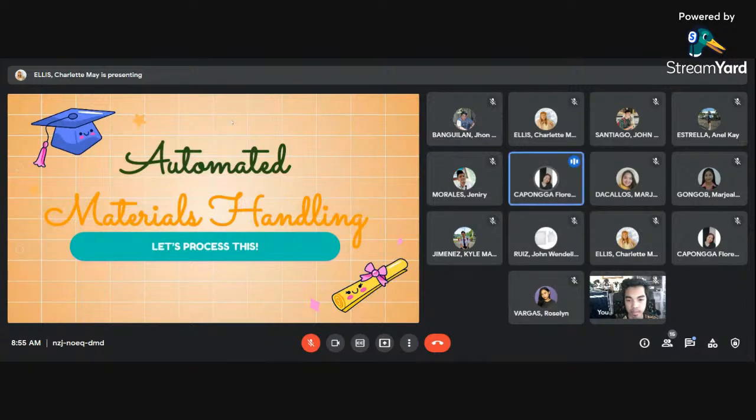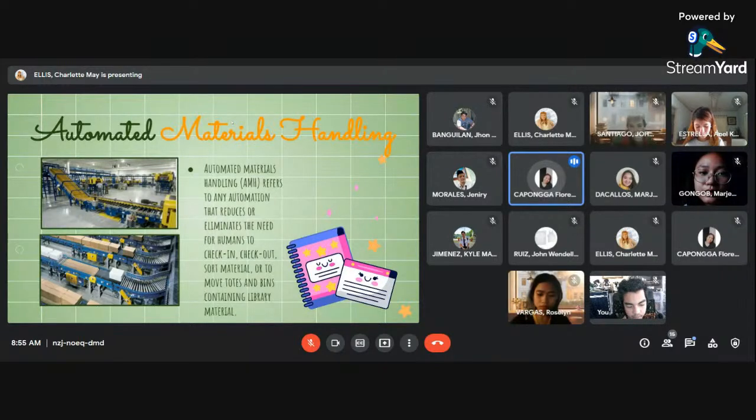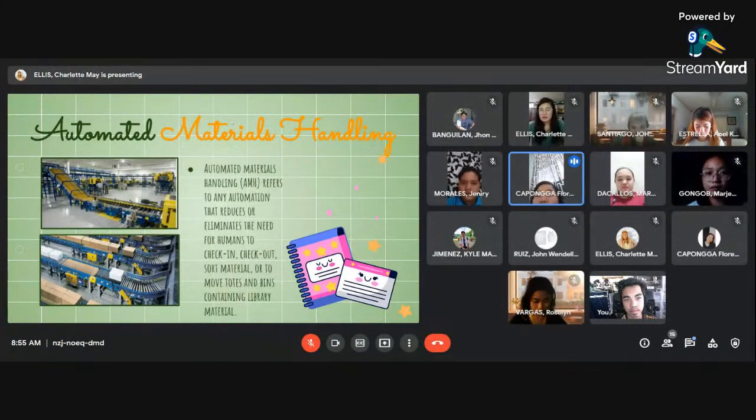So yun po, next, automated materials handling. Next slide po. Automated materials handling or AMH refers to automation that reduces or eliminates the need for humans to check in, check out, sort materials, or to move totes and bins containing library material. On the other hand, it involves using robots and other computerized devices for moving, lifting, pulling, pushing, or storing. It increases productivity and reduces waste.